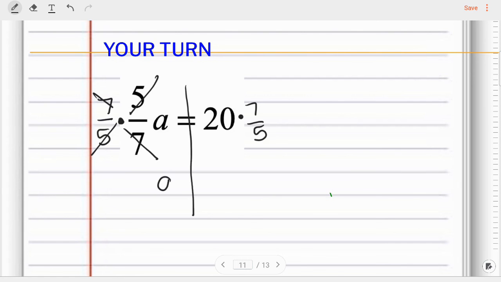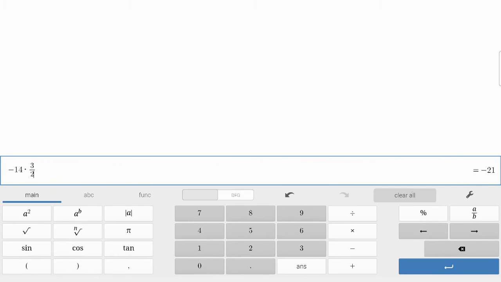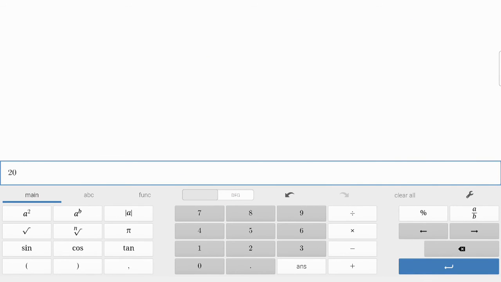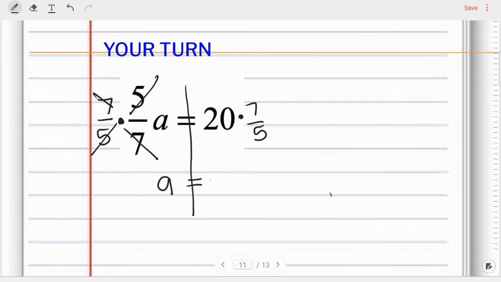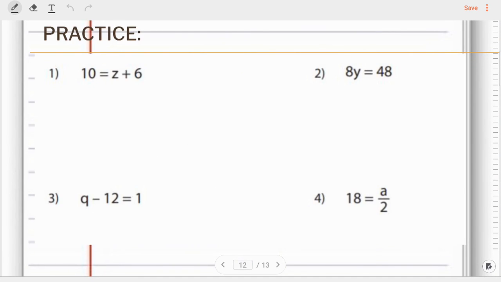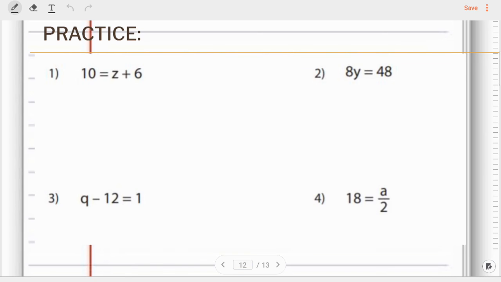And on the left-hand side, I'm left with A. And on the right-hand side, I'm left with, well, let's check it. 20 times 7/5 is 28. So A equals 28. If you feel good with one-step equations, go ahead and press pause and start on your assignment. Otherwise, we're going to practice a few problems here. We're going to do a lightning round just to make sure that you've got that practice down.